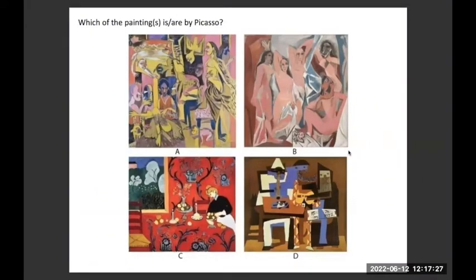These are 4 paintings which are given. You have to identify which painting or paintings are made by Picasso. Here in this question, I would request all of you to please Google, because we can spare 5 minutes. Please look at the different styles of painting which are made by Picasso from his earlier years to the years where he died, basically.